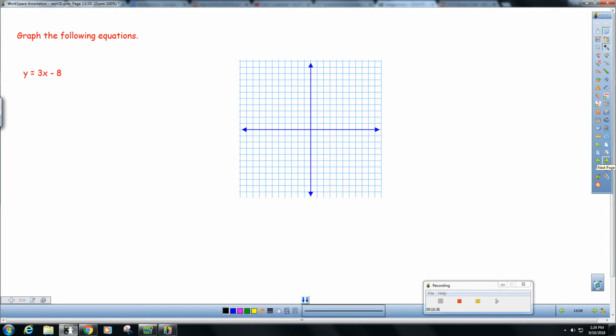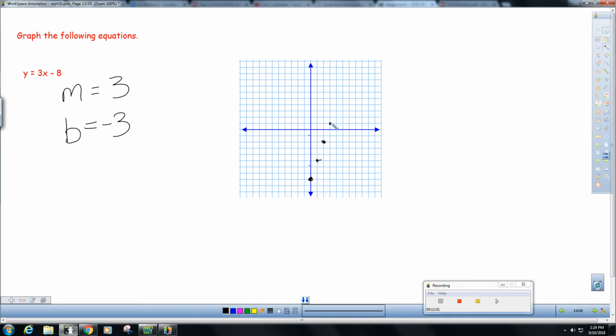All right, how do we graph y equals 3x minus 8? Well, what is our slope? It's 3. What is our y-intercept? It's -8. So the easiest way is to go down 1, 2, 3, 4, 5, 6, 7, 8. Start at -8. Go over 1, up 3. Over 1, up 3. Over 1, up 3.